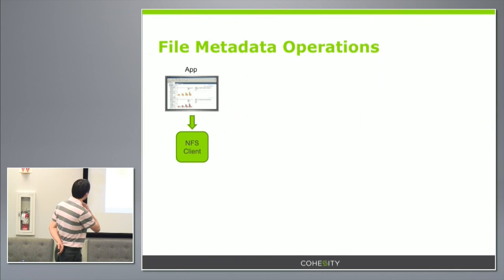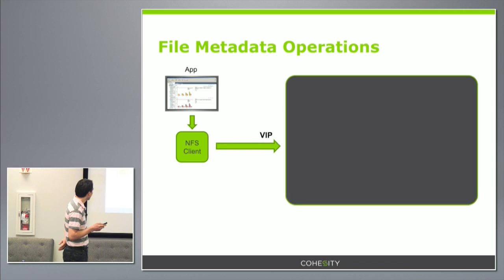Okay. Good questions. Okay, so let's talk about metadata operations. So here in this example, an app wants to create a file. So it talks to its local NFS client. It says, hey, go create a file on my Cohesity appliance. So the client asks the DNS server, give me the IP of the appliance.